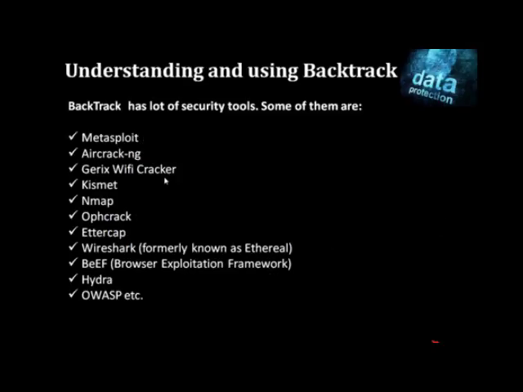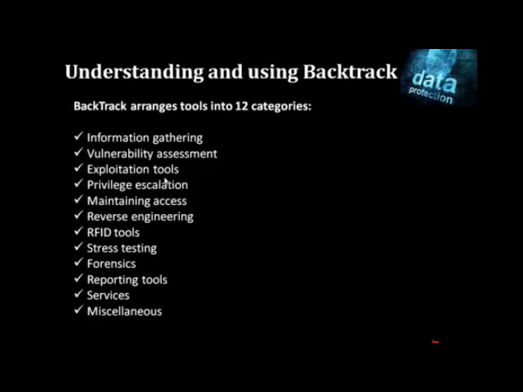Backtrack has a lot of security tools. Some of them are Metasploit, Aircrack-ng, Gerix Wi-Fi Cracker, Kismet, Nmap, Ophcrack, Ettercap, Wireshark, which was formerly known as Ethereal, BeEF or Browser Exploitation Framework, Hydra, OWASP ZAP, etc. In Backtrack, all these tools are arranged into the following 12 categories, namely information gathering, vulnerability assessment, exploitation tools, privilege escalation, maintaining access, reverse engineering, RFID tools, stress testing, forensics, reporting tools, services, miscellaneous.